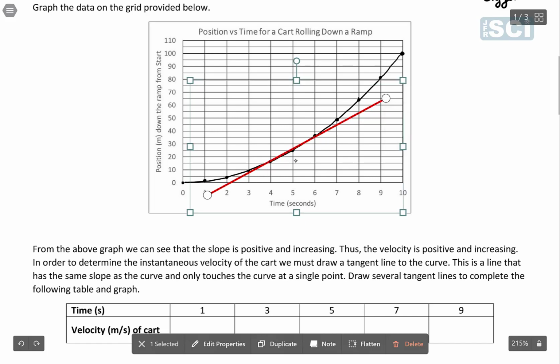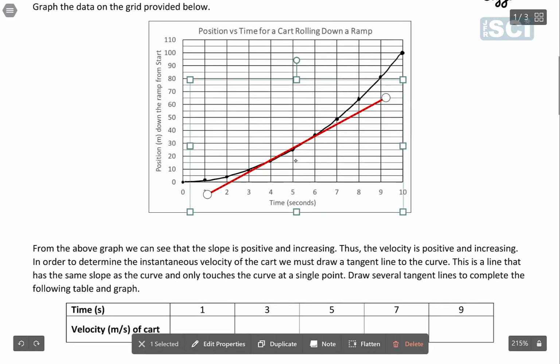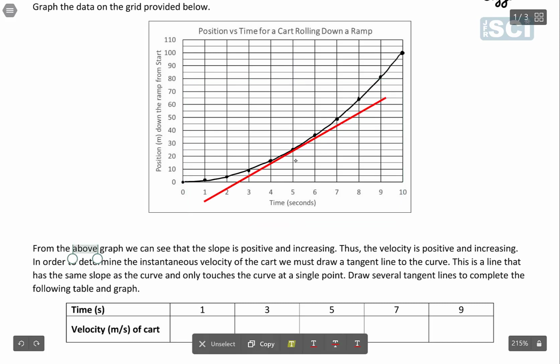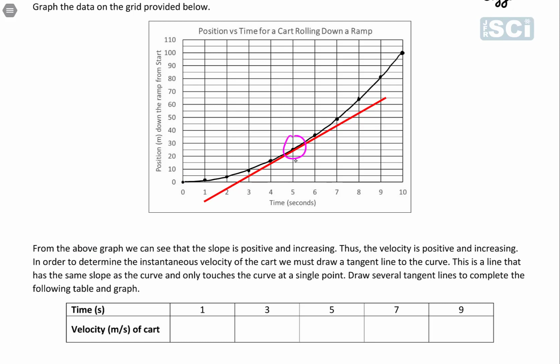It's going to be difficult because you're not going to get it exactly right, because we are humans, not computers. Even though I'm using a computer to do this, I'm still not going to get it perfect. Now, I think that's pretty good for a tangent line at 5. So it's matching the slope right here, and it's only touching exactly at 5 seconds.